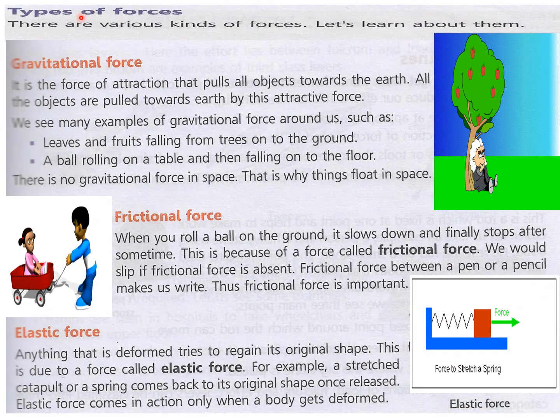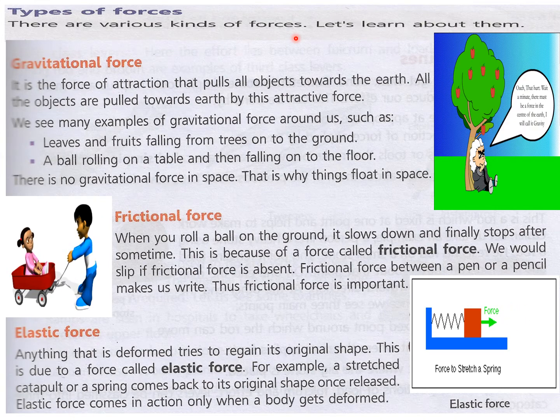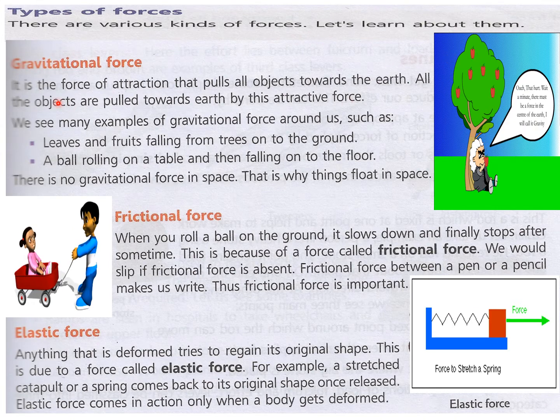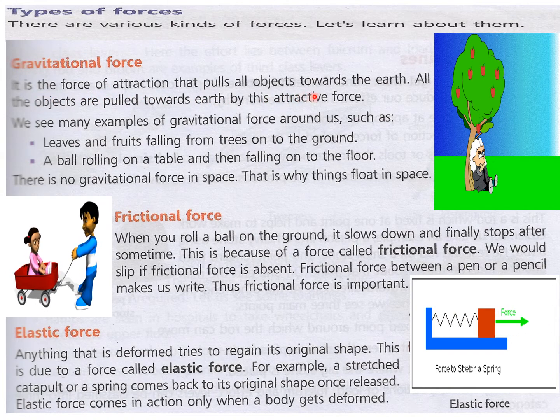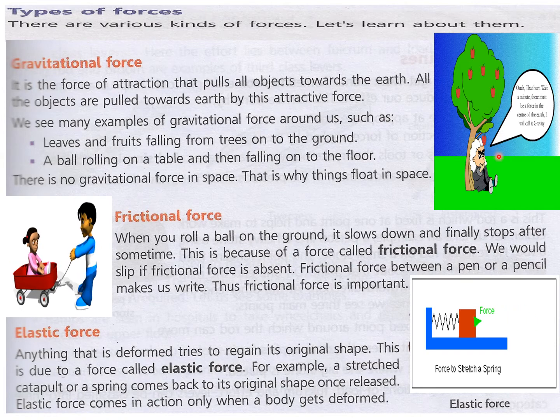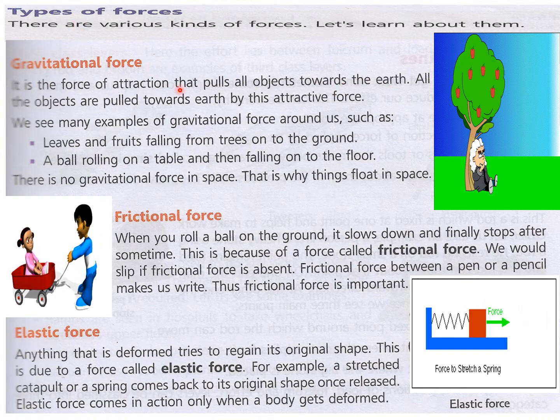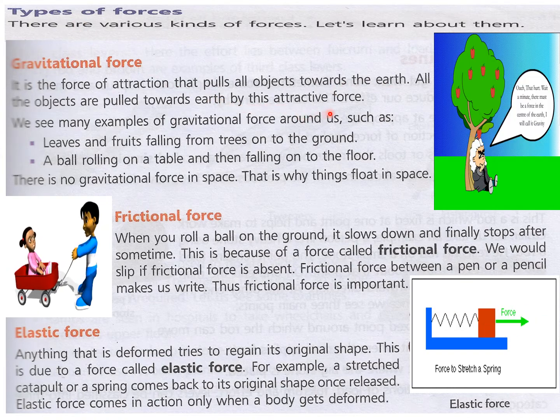Now, types of forces. There are various kinds of forces. Let's learn about them. Gravitational force. It is the force of attraction that pulls all objects towards the earth. Now you can see this apple falling down because the earth is pulling everything towards itself. All the objects are pulled towards earth by this attractive force that is called gravitational force.